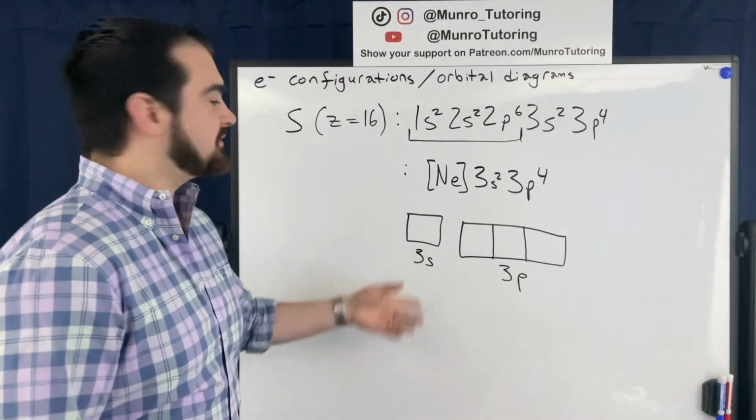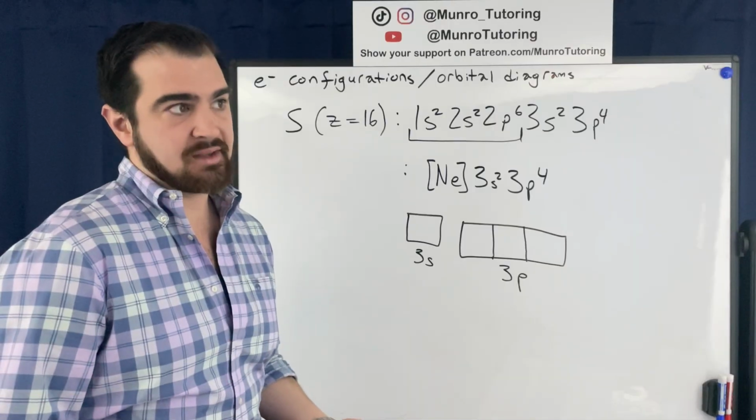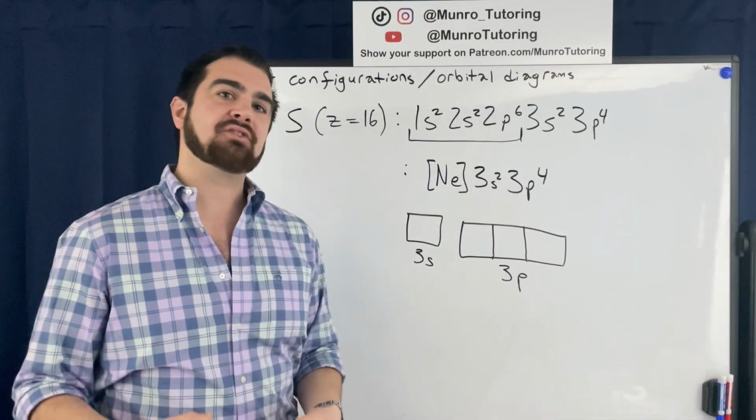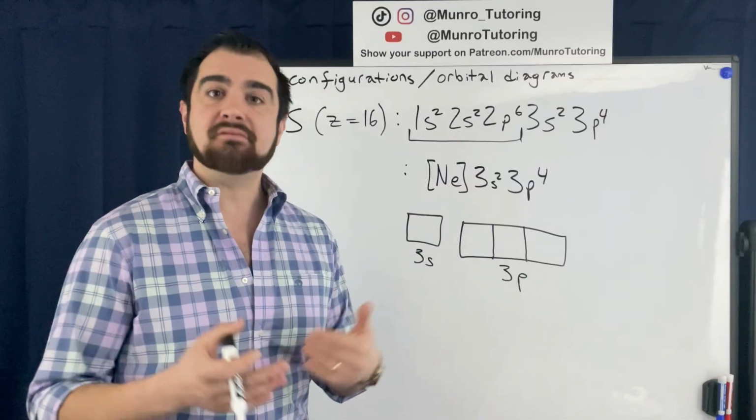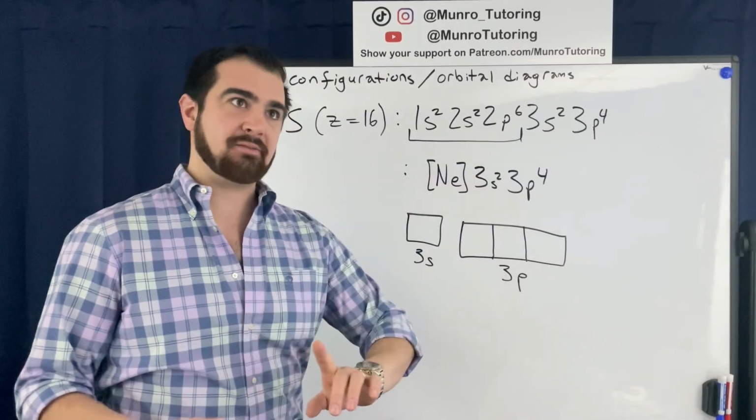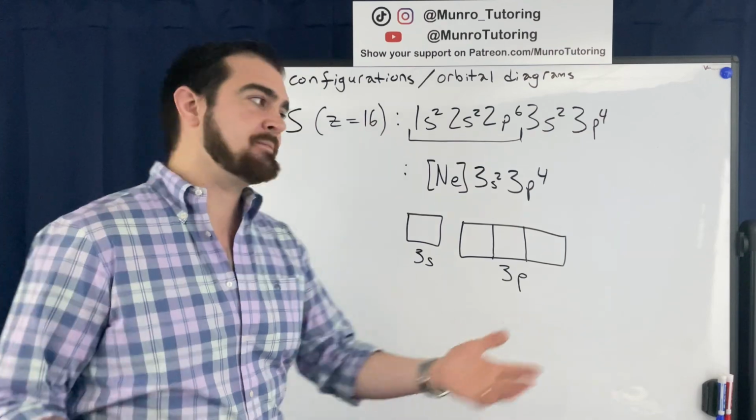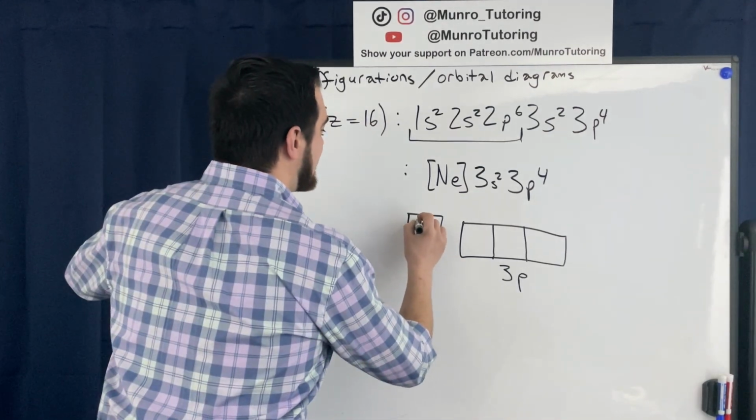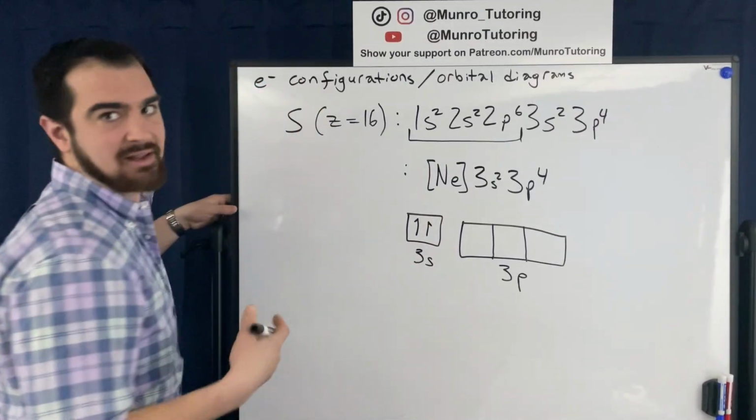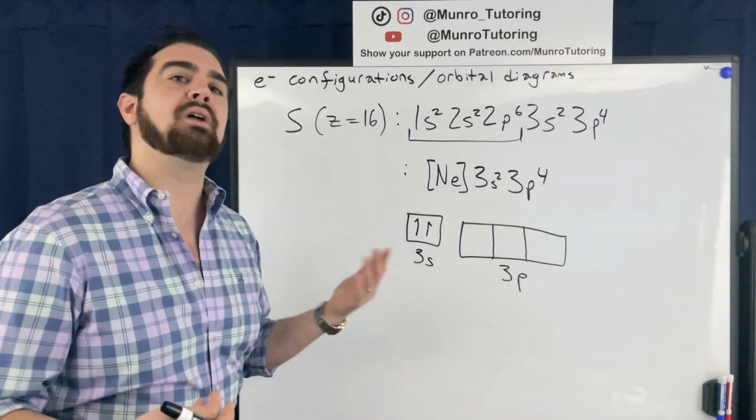And so for the 3s, there's only 2 electrons in it. And remember, you can't have 2 electrons with the same spin in the same orbital. They have different spin directions. I did talk about this in my quantum numbers video, but I'm just restating it now. You can't have 2 up spin electrons. You have to have 1 up and 1 down.